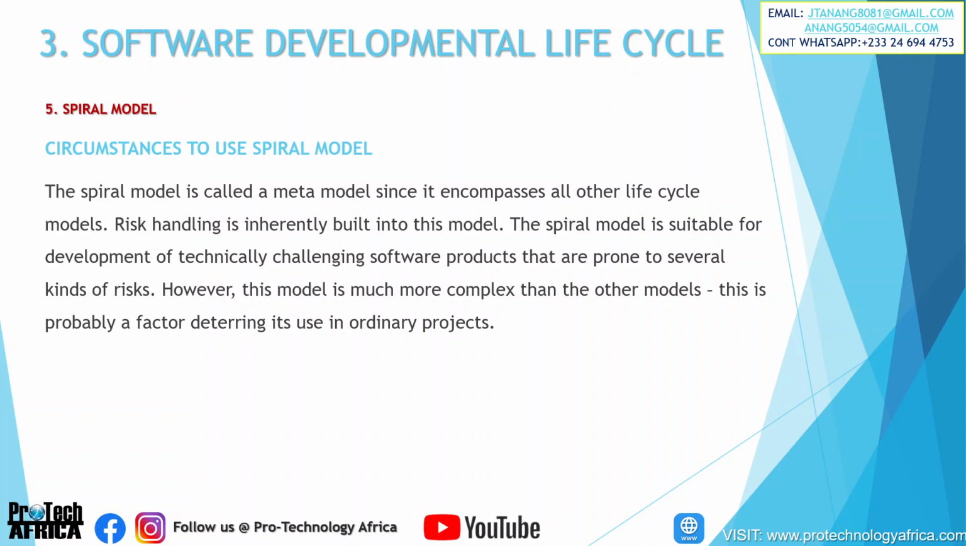At what point do we consider using the spiral methodology of the software development life cycle? So over here it says that the spiral model is called the meta model since it encompasses all other life cycle models. Risk handling is inherently built into this model. The spiral model is suitable for development of a technically challenging software product that is prone to several kinds of risks. However, this model is much more complex than the other models. That is probably a factor deterring its use in ordinary projects.